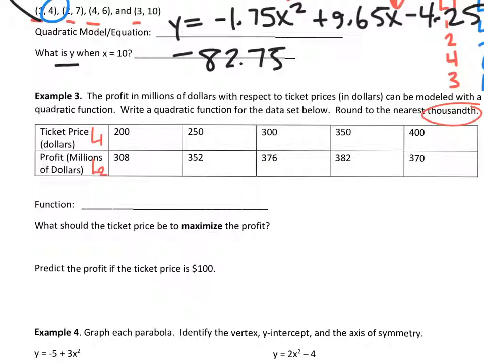So my equation, when I round to the nearest thousandth, is going to be y equals negative 0.004, because I round to the nearest thousandth, x squared, plus 2.537x, because B was 2.53657 and I rounded, and C is negative 50.514.